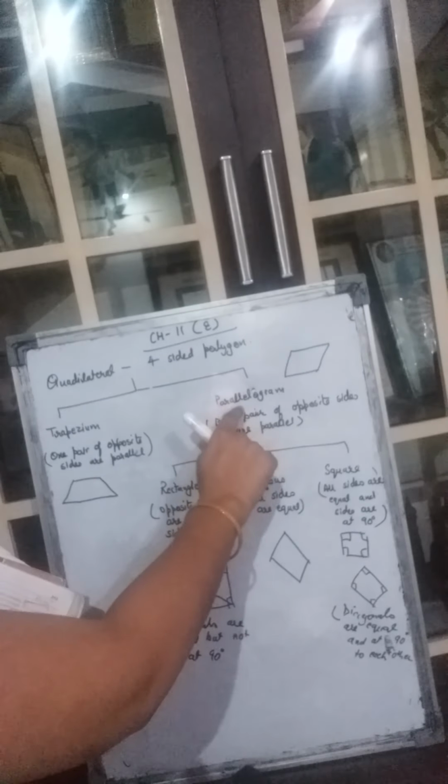Now ninth: which quadrilateral is not a parallelogram? Rectangle, square, rhombus, all three are parallelograms. They have come from parallelogram. Only trapezium is not a parallelogram. So the answer is B, trapezium. It is not a parallelogram. So with this we come to an end of this exercise. I hope it is clear to you.